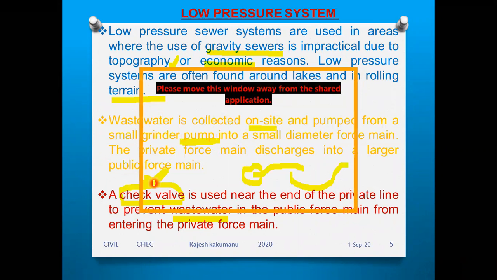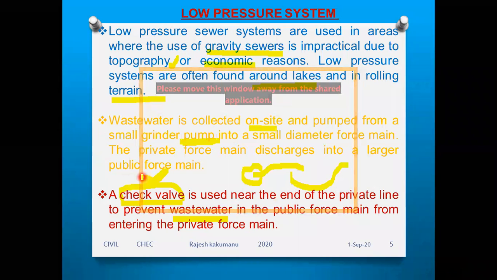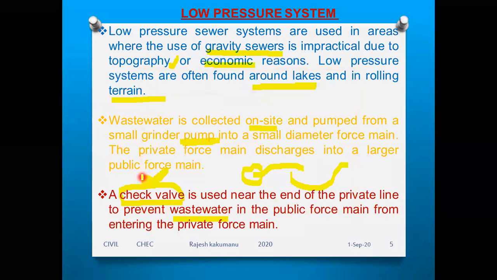So in the first case, that is the gravity type of system, there are no devices for pulling the sewer water in the sewage. So in gravity flow we will not generally use pumps or check valves. Why? Because the action is through the force of gravity.